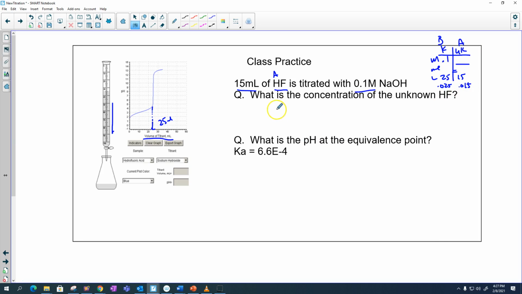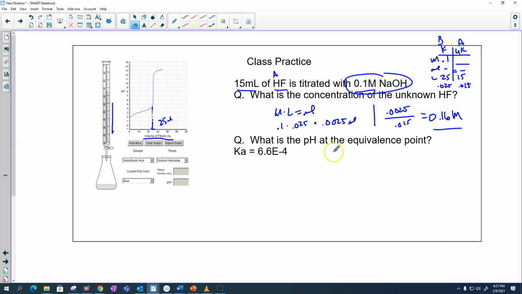Let's do the math here. Molarity times liters equals moles. 0.1 times 0.025 is 0.0025 moles. That's what goes right here and right here. And then 0.0025 moles divided by 0.015 gives me my new concentration. 0.0025 divided by 0.015 is 0.16. 0.16 moles per liter. More concentrated than my known.